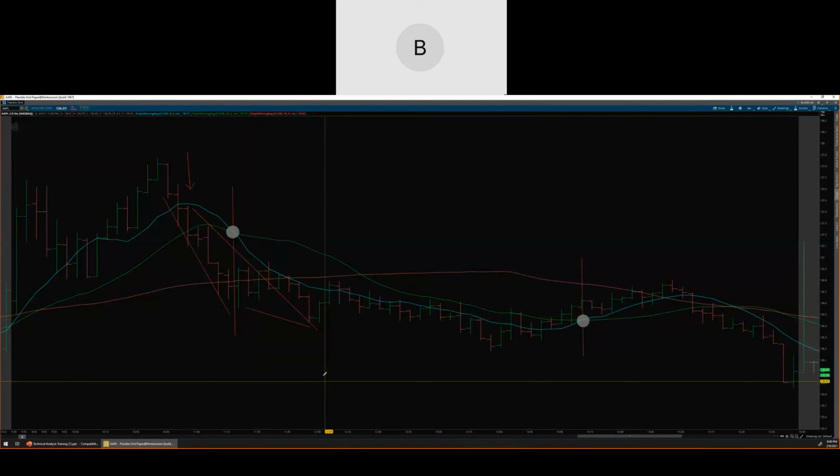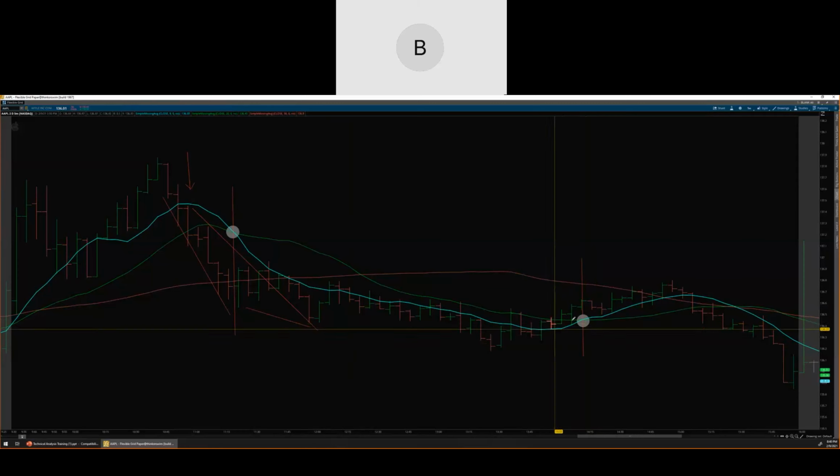Got it? But many times the crossover happens when one line is going up and another line is coming down. Always? No, not always. That's completely wrong.